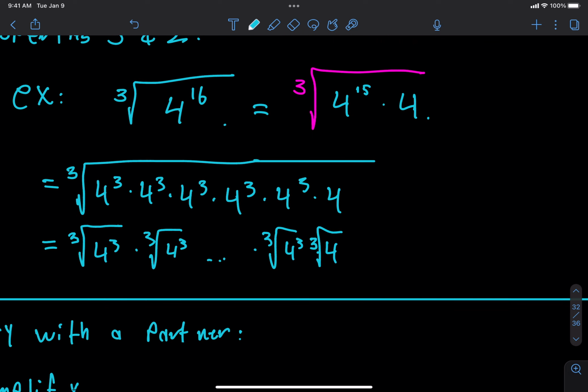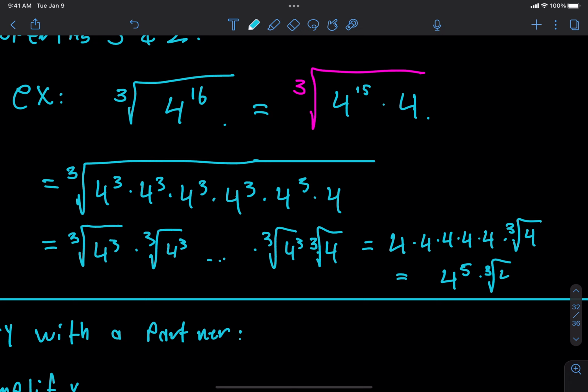Using the rule which says that the cube root of a product is the same as the product of the cube roots, and another rule which says that if I do the cube root of something getting cubed, I just recover that original thing, what do I get? I get 4 times 4 times 4 times 4 times 4 times the cube root of 4. In other words, I get 4 to the 5th times the cube root of 4.